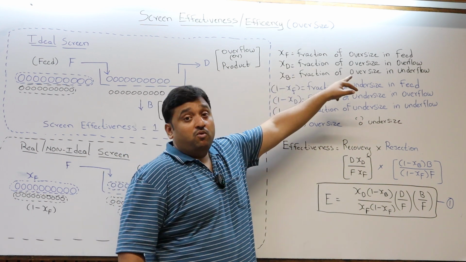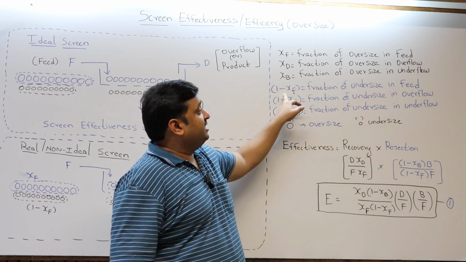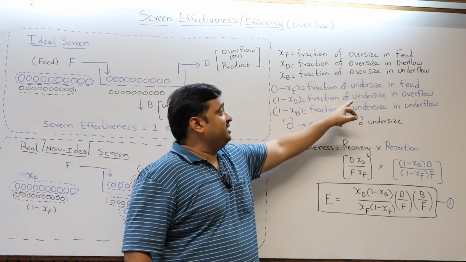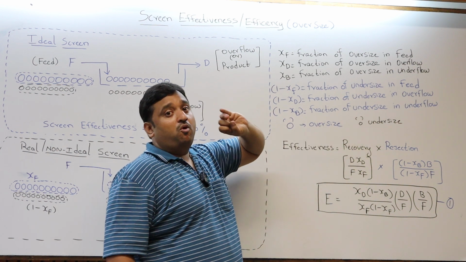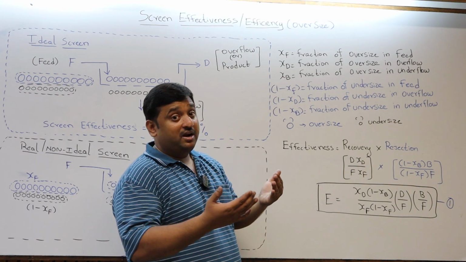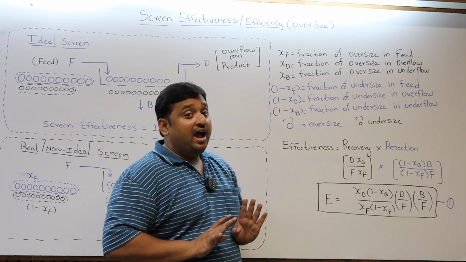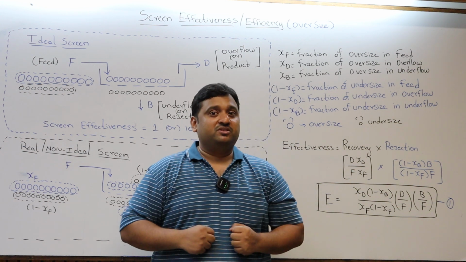XF is the fraction of oversize, XD oversize, XB is oversize, and 1 minus XF is the undersize, 1 minus XD is the undersize, and 1 minus XB is the undersize. This is the feed, overflow and underflow particles, oversized particles and undersized particles. And here let us define how to define the effectiveness of a screen.